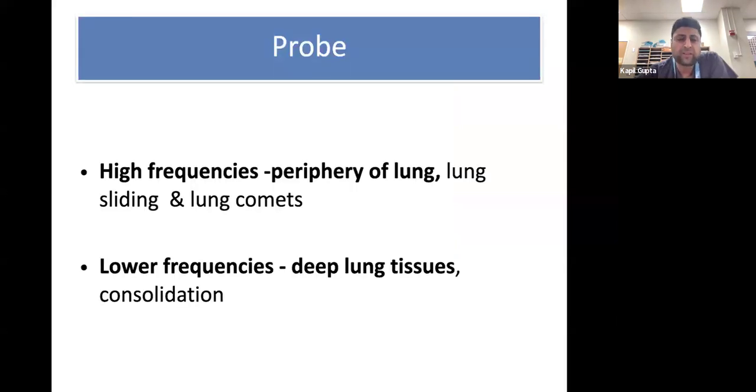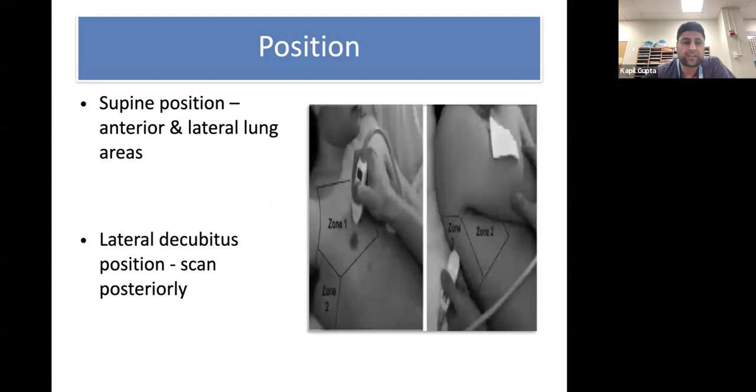We use a high frequency probe for scanning the periphery of the lung to see any lung sliding or lung comets. And we use a low frequency probe to scan deeper lung tissues, sometimes even for consolidation. So this is what I said: supine position for scanning anterior and lateral lung areas, and lateral decubitus position to scan posteriorly.